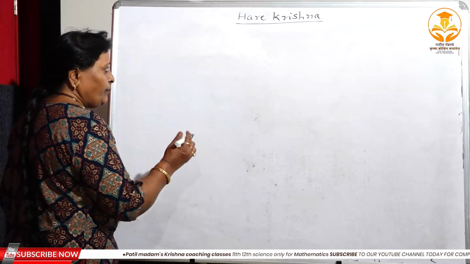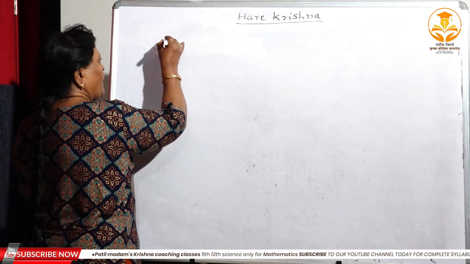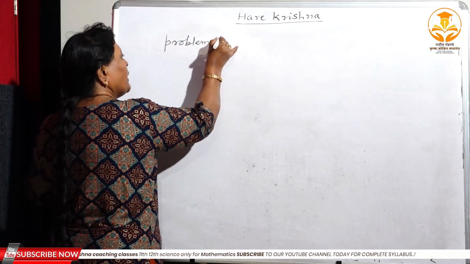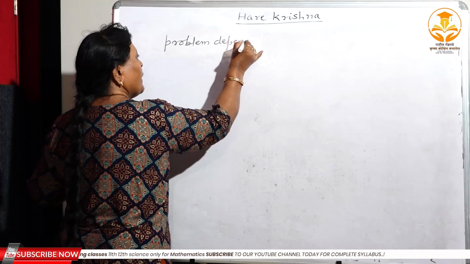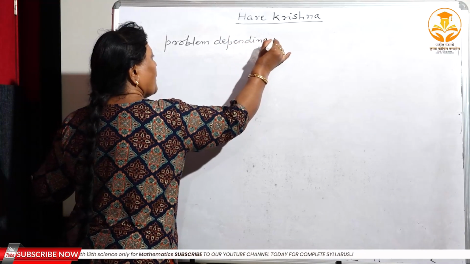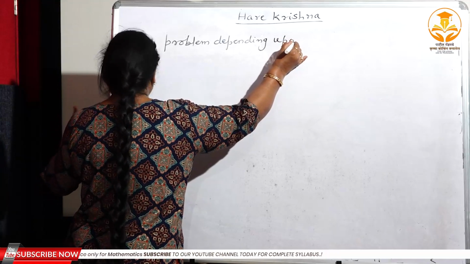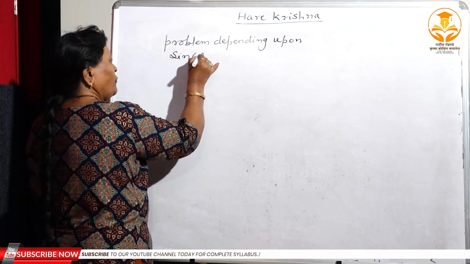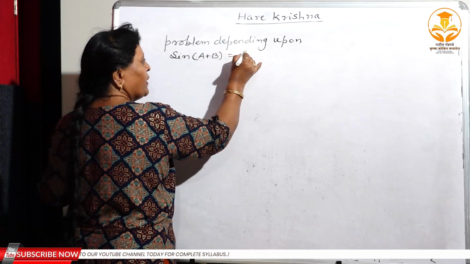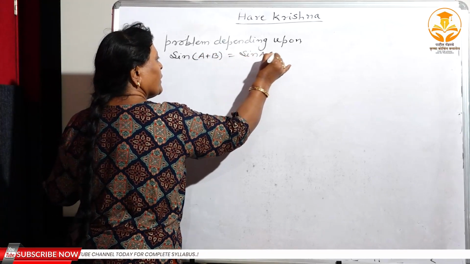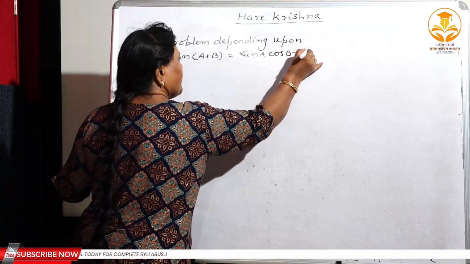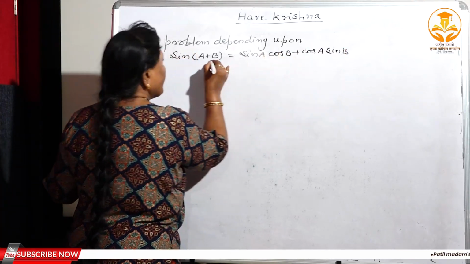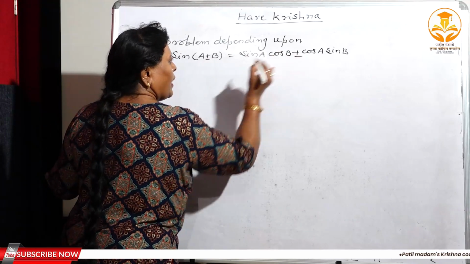So again, the problem depends upon sin A plus B. What is the formula for sin A plus B? Sin A cos B plus cos A sin B. Now if there is a minus, then here also minus.